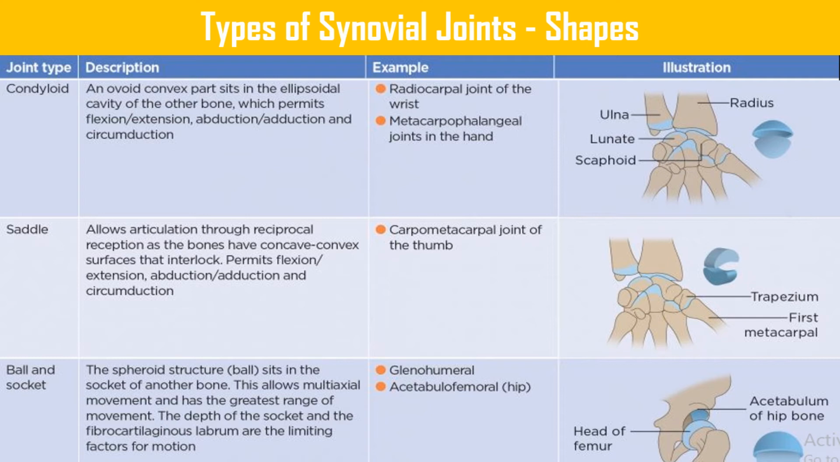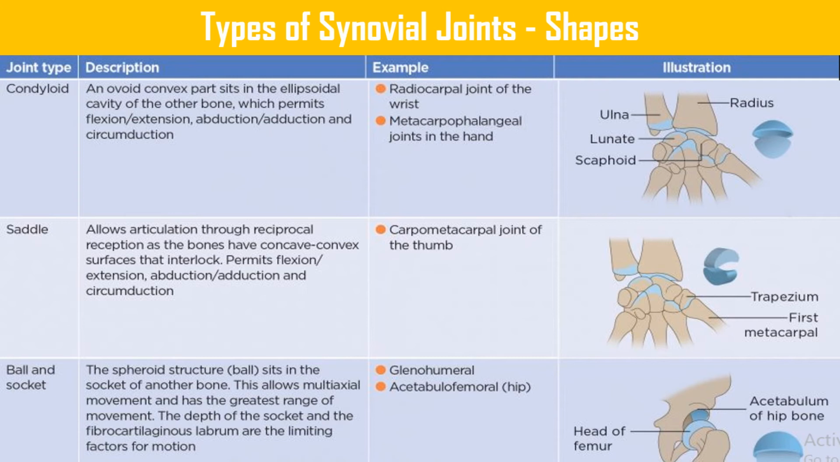Then we have saddle joint. Allows articulation through reciprocal reception as the bones have concave or convex surfaces that interlock, permitting flexion, extension, abduction, adduction and circumduction. For example, carpometacarpal joint of the thumb.